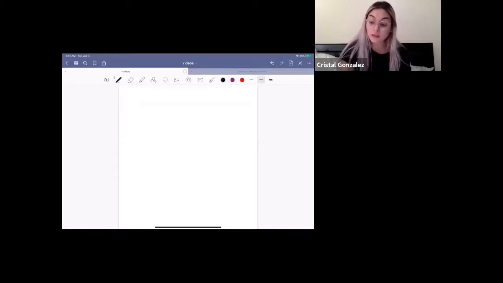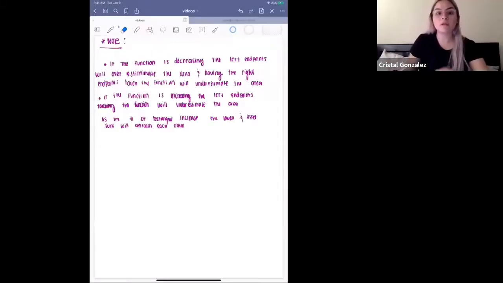And this is a really good concept for me to put on the exam. Knowing when things over and underestimate, this tells me you're really paying attention. Okay, so let's write down what I just said. So if the function is decreasing, then the left points will overestimate.